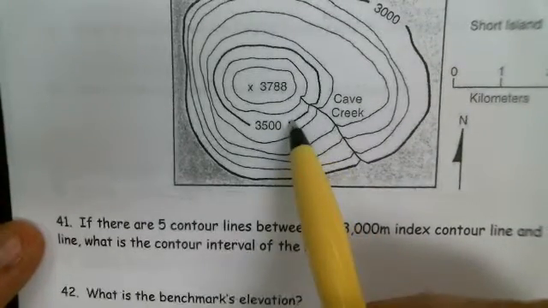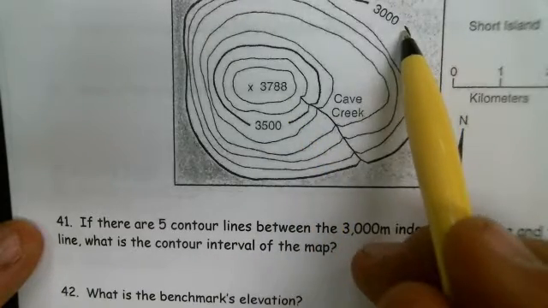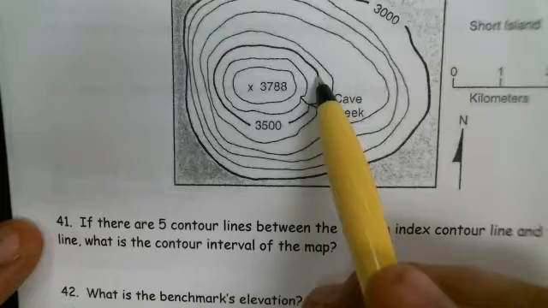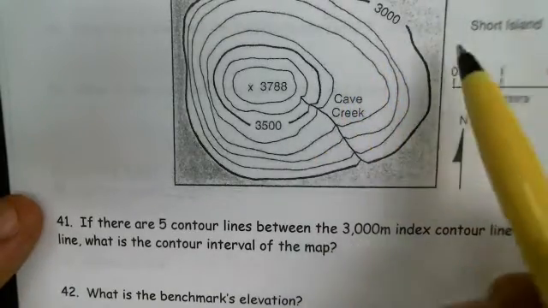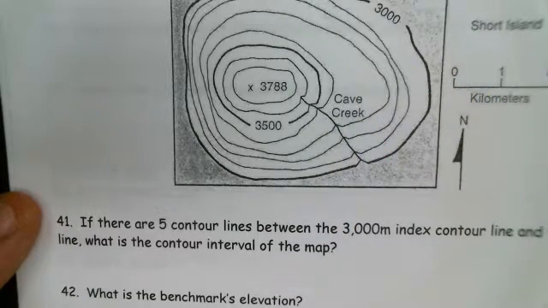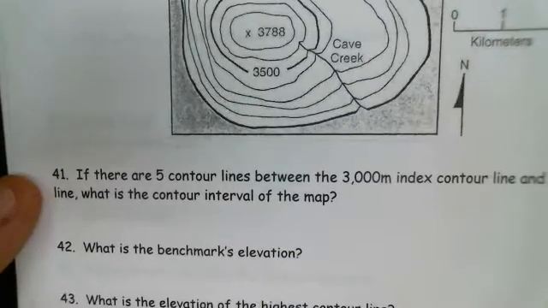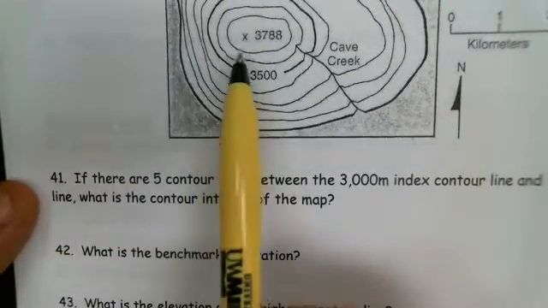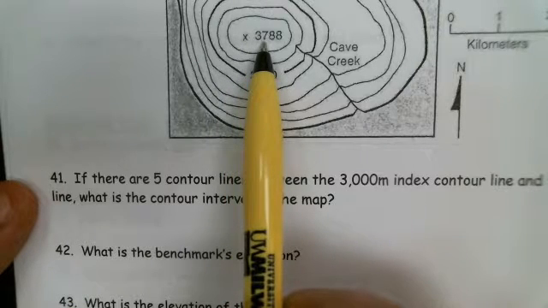So we're wondering how many feet up it is every time you step up. From 3,000 here to 3,500, I have to go up 1, 2, 3, 4, 5 steps, and so I have to divide that distance into 5 equal parts. Each one's going to be 100. Number 41 is 100. 42, the elevation of the benchmark. The benchmark is that little X there, and it's labeled as 3,788.